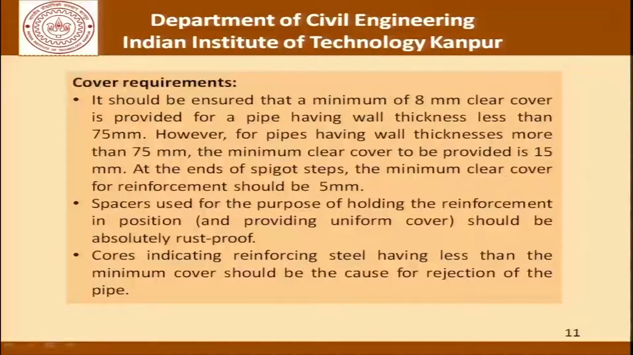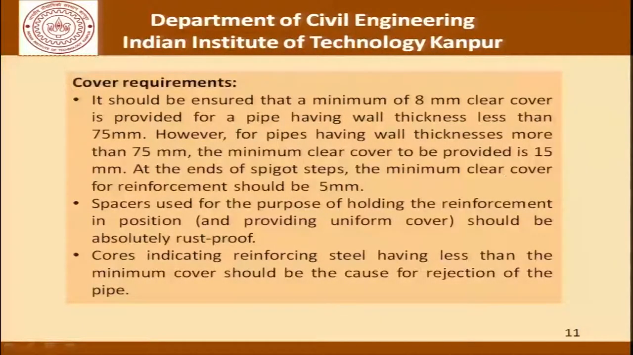As far as cover requirements are concerned, it should be ensured that a minimum of 8 mm clear cover is provided for a pipe having a wall thickness less than 75 mm. However, for pipes having a wall thickness more than 75 mm, the minimum clear cover to be provided is 15 mm. And at the ends of spigot steps, the minimum clear cover to the reinforcement should be 5 mm. Spacers used for holding the reinforcement in position and providing uniform cover should be absolutely rust proof. Cores indicating reinforcement steel having less than the minimum cover should be the cause for rejection of pipes.